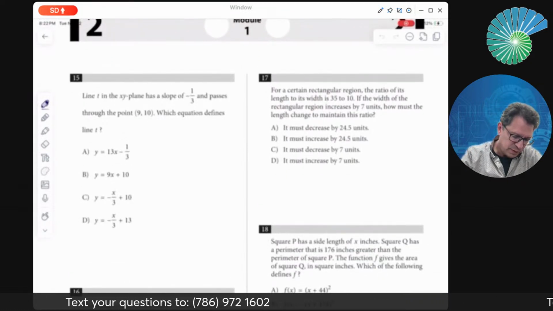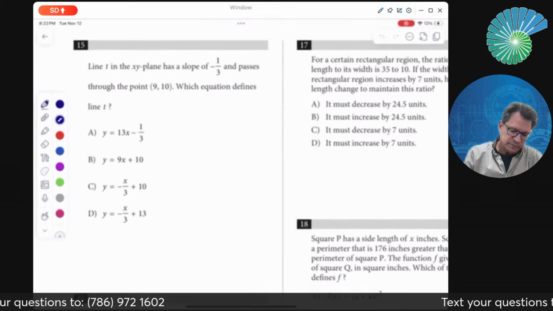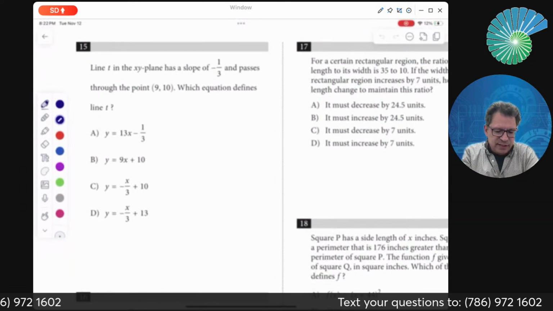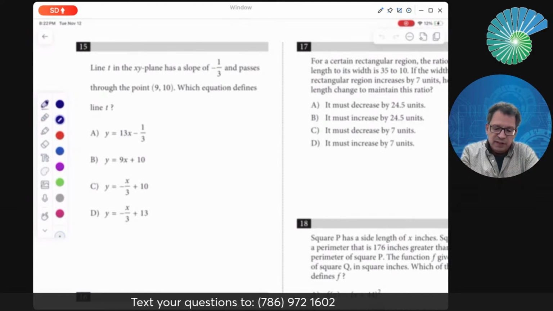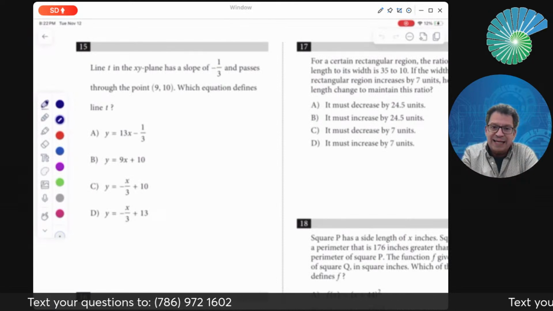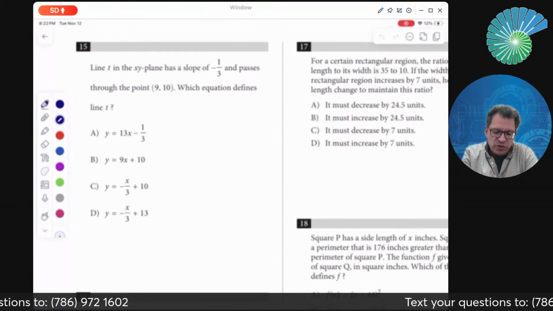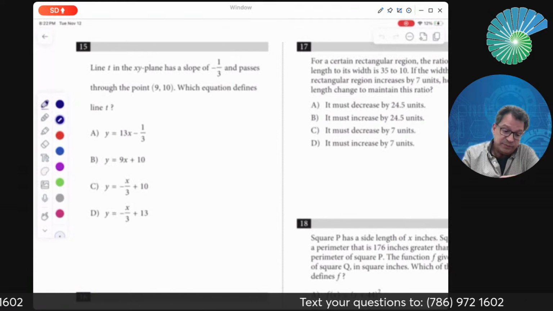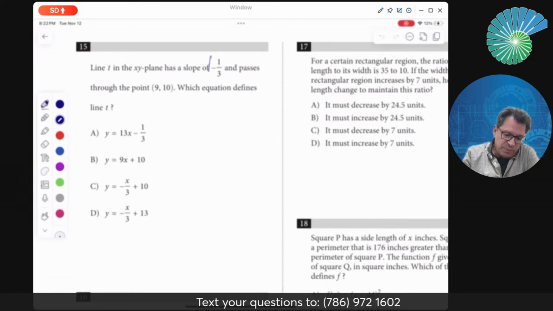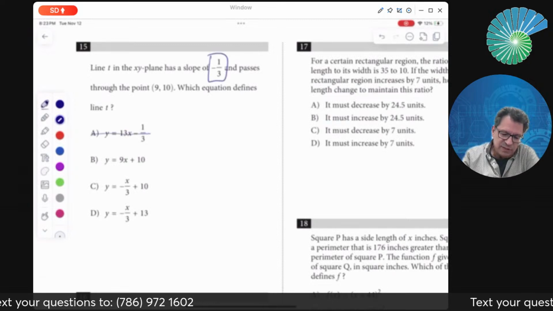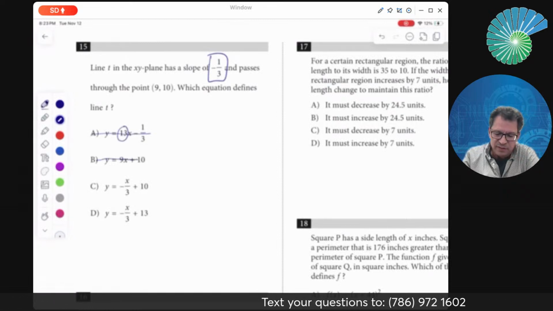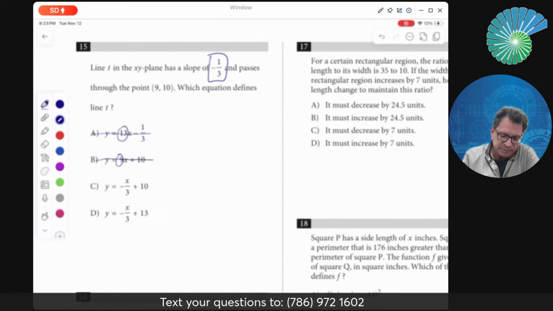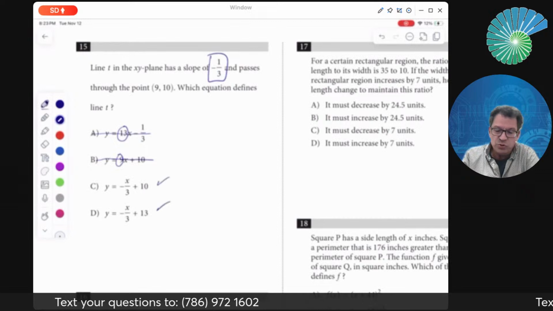Let's try question 15. It says line T in the xy plane has a slope of negative 1/3 and passes through the point 9 comma 10. Which equation defines line T? Well, if the slope is negative 1/3, it cannot be this equation because the slope is 13, and it cannot be this equation because the slope is 9. That leaves me with these two choices.